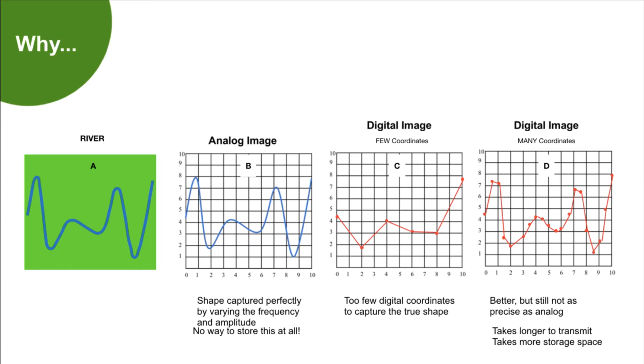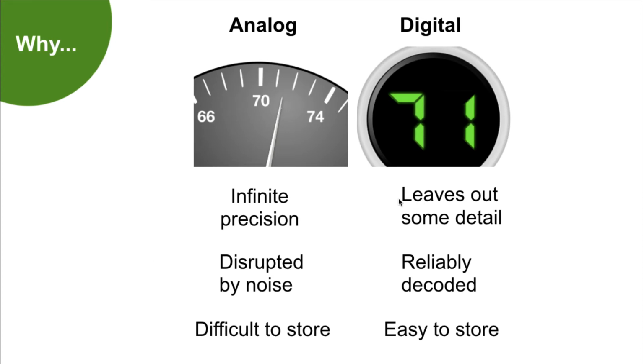Of course, speaking of storage, there's simply no way to store this analog image at all. I mean, we could take a photo, but unless you want to use old-fashioned film, you'll have to take a digital photo with a fixed number of pixels, and now you're back to all the drawbacks of digital.